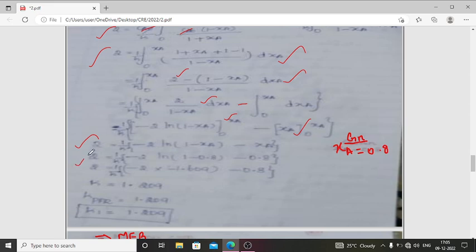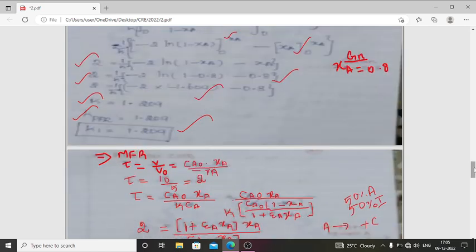So next, 2 is equal to 1 by K into minus 2 ln of (1 minus Xa). Xa is the given value 0.8, substitute here: 1 minus 0.8, minus 0.8. So 2 is equal to 1 by K, minus 2 into ln of (1 minus 0.8), ln 0.2, that is minus 1.609, minus 0.8. Finally we get K is equal to 1.209. So this K value is for the PFR. This is K1. K1 is equal to 1.209, for the first reactor.